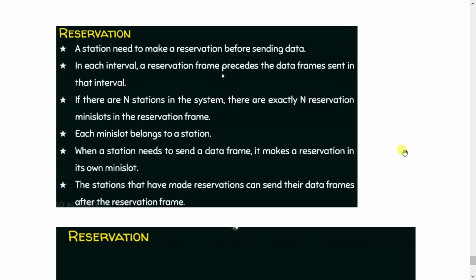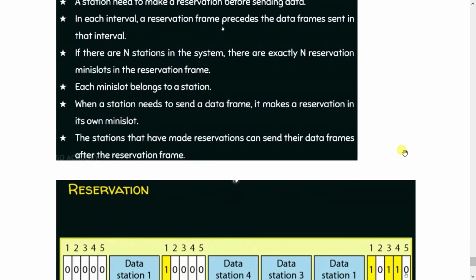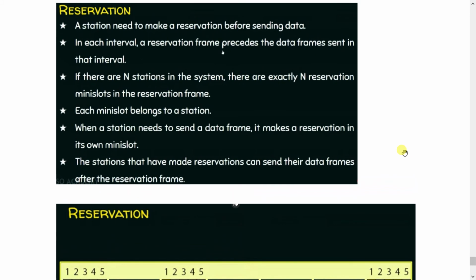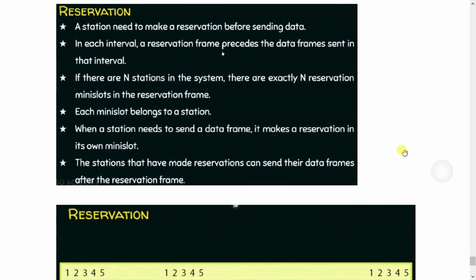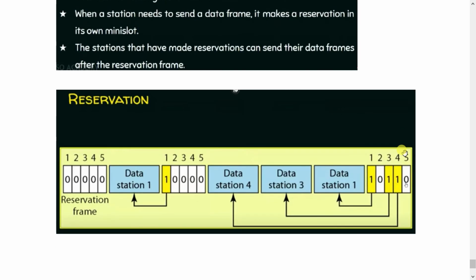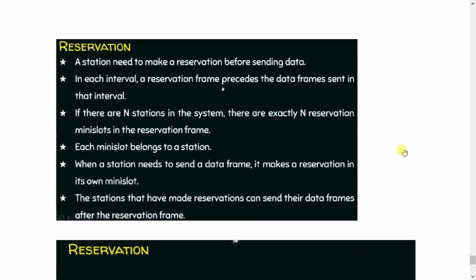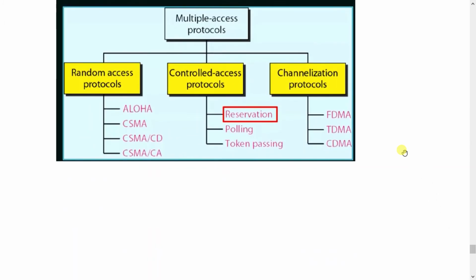And the reservation frame always precedes the frames that are expected to be transmitted. So this is all about reservation. This is what reservation means. And polling, we already talked about polling and token passing, which are all kind of controlled access protocols.